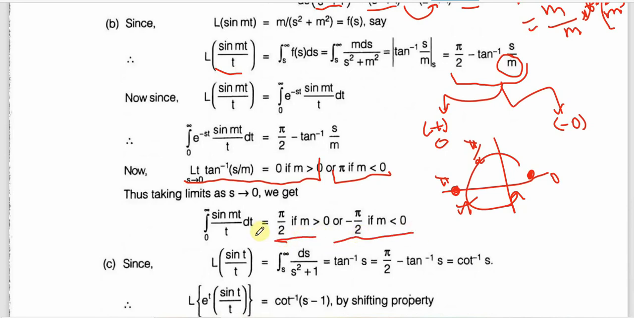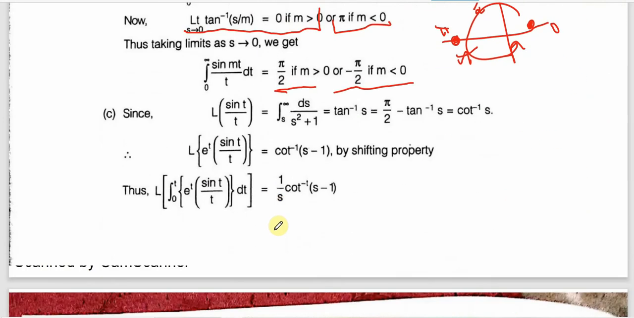So in this GATE exam, multiple select questions will come now. This type of question may come, so be careful.